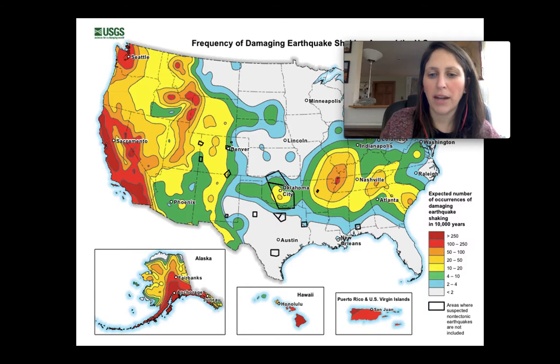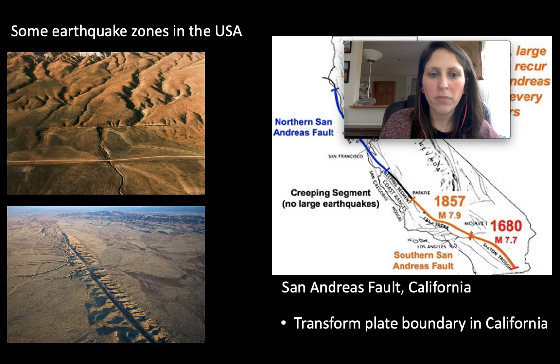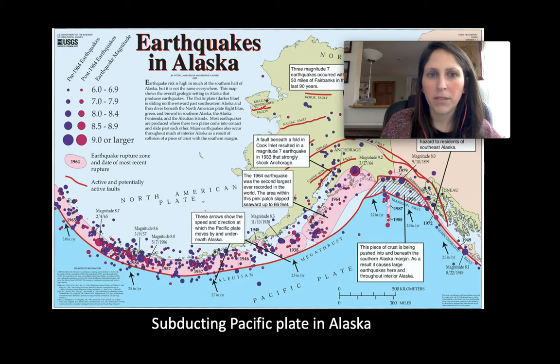Oh, and if we go back, we see Puerto Rico. Puerto Rico is on a plate boundary as well, and they're experiencing tons of earthquakes currently. Okay, so we have the San Andreas Fault, probably the most well-known transform plate boundary, transform fault in the world. Okay, we have earthquakes in Alaska. We actually have tons of earthquakes in Alaska all the time.